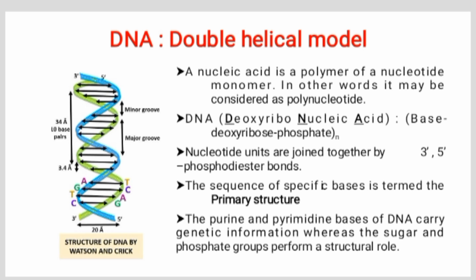In deoxyribonucleic acid, deoxyribose phosphate nucleotide units are joined together by 3' to 5' phosphodiester bonds. The sequence of specific bases is termed the primary structure. The purine and pyrimidine bases of DNA carry genetic information, whereas the sugar and phosphate groups perform a structural role.